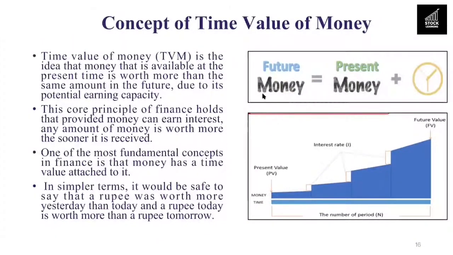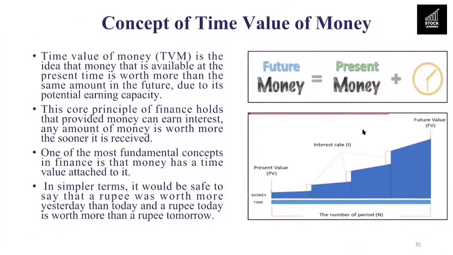So if you can see here, future money is nothing but present money plus the time value, that is the interest, if you are investing in bank deposits. Looking at the chart, this is the number of periods. Let's assume it is a 1 year period. Your present value, let's say, is 100 rupees. You are investing 100 rupees and you will get an interest of 10%. Let's say 10% is the interest rate, so you will be getting 10 rupees interest. So what will be your future value? That 100 rupees will become 110 after 1 year.